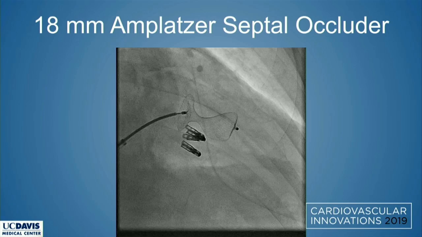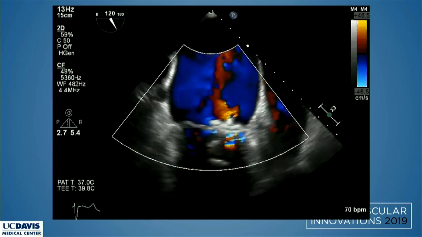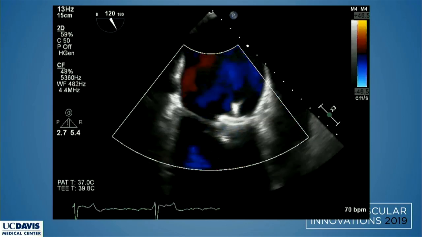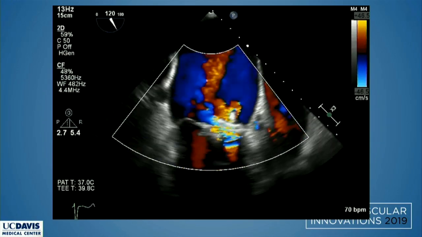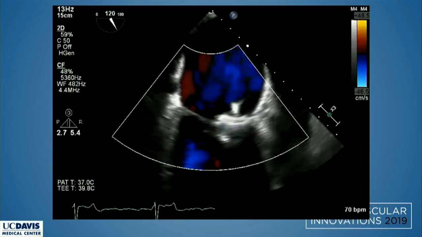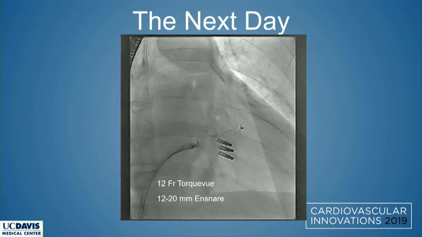And then we went back right there and then put in an 18 millimeter ASO. And you see this, the video's kind of frozen here, but you saw that little bounce. It wasn't the greatest thing. We weren't really happy with it, but we thought it's secure, and there's a lot of turbulence right at the level of the left ventricle in retrospect, but there wasn't a lot of MR. Hemodynamically, he looked like he was doing a lot better, but we paid the price for that because the following day, he had massive hemolysis, he had kidney injury, and as a result of that, we brought him back.